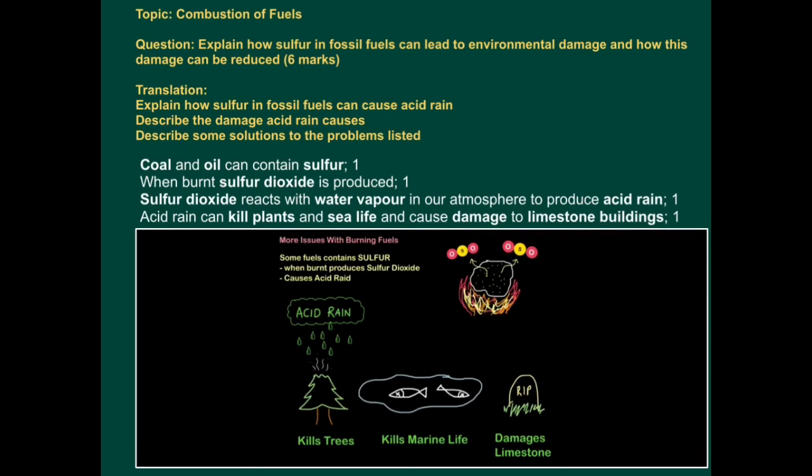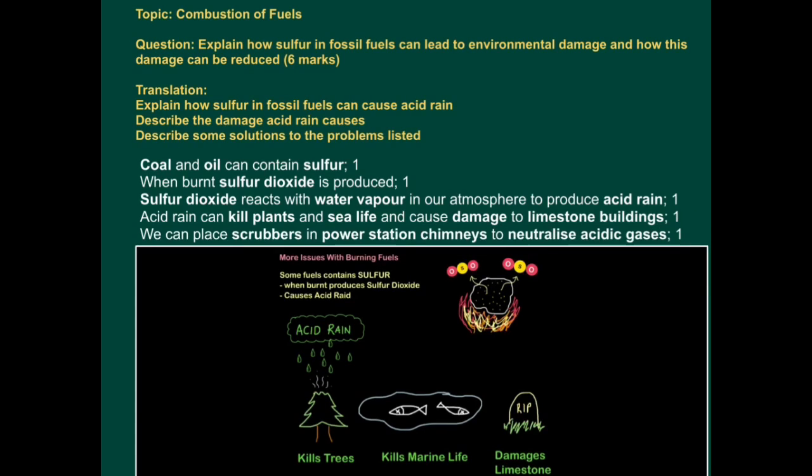So what are the problems linked to acid rain? Well, acid rain can kill plants and sea life and cause damage to limestone buildings. So how do we solve these problems? So as we can see, acid rain has many effects, and there are ways to reduce its impact.